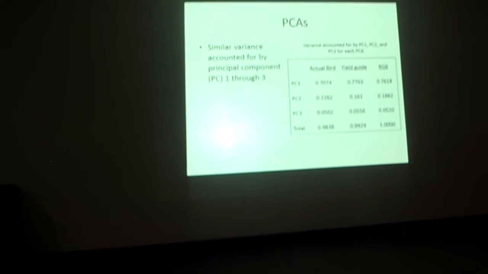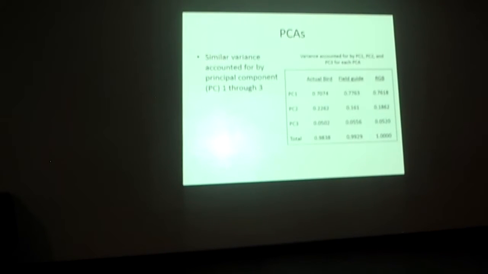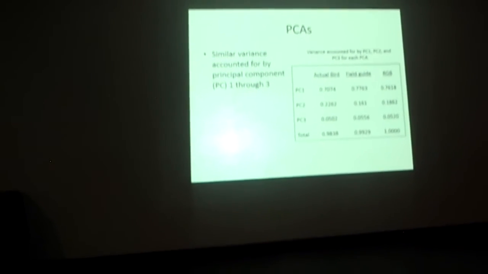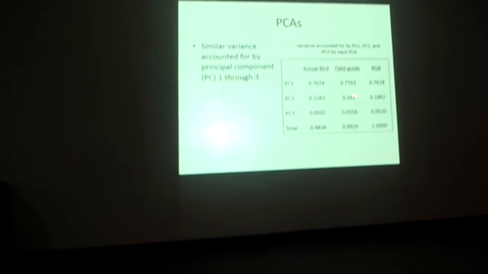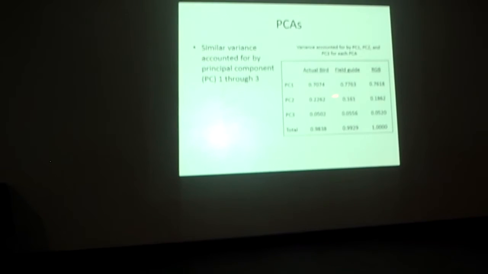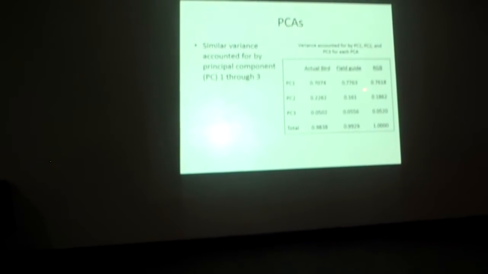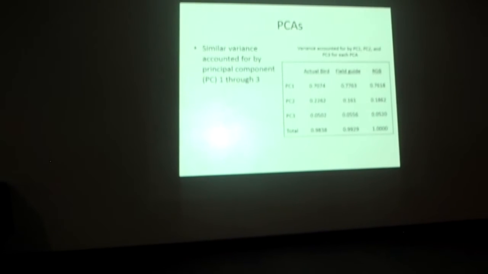But what's even more impressive is that if we look at the proportion of variation that's accounted for by PC1, PC2, and PC3, we see very similar patterns. PC1 for the actual bird accounts for about 70% of the variation. For the field guide, it's about 78. PC2 is somewhere between 16 to 22% of the variation, and PC3 is about 5%.